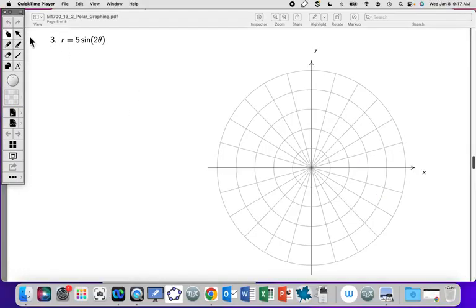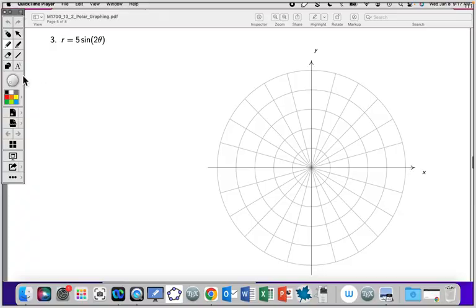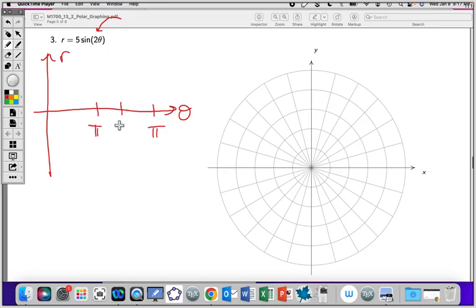Asked to graph r equals 5 sine 2 theta. So what we'll do is go over here in r theta world. Instead of theta, we've got 2 theta, so our frequency is 2. That means the period is half what it normally is. So instead of running from 0 to 2 pi, this will run from 0 to pi. So put the quarter marks in.